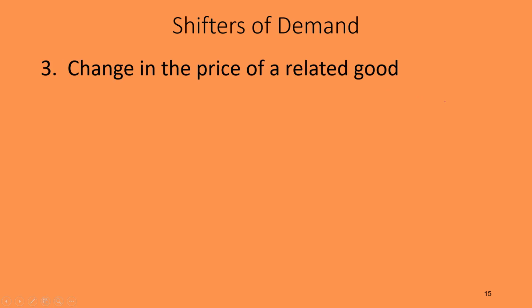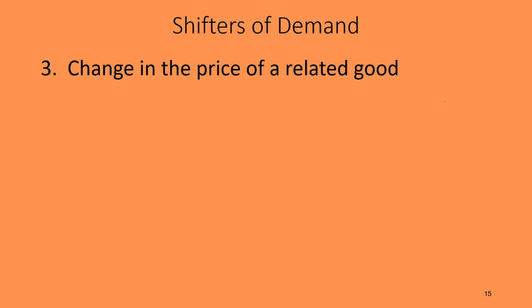Now, another shifter of demand could be a change in the price of a related good. And this is where it starts to get confusing for a lot of students. So if it is a change in the current price of the good in question, that is not a shifter of demand. That is a change in quantity demanded. You're going to move along the very same curve. But if it's a change in the price of a related good, then that's something that's going to shift the demand curve either to the right or to the left.